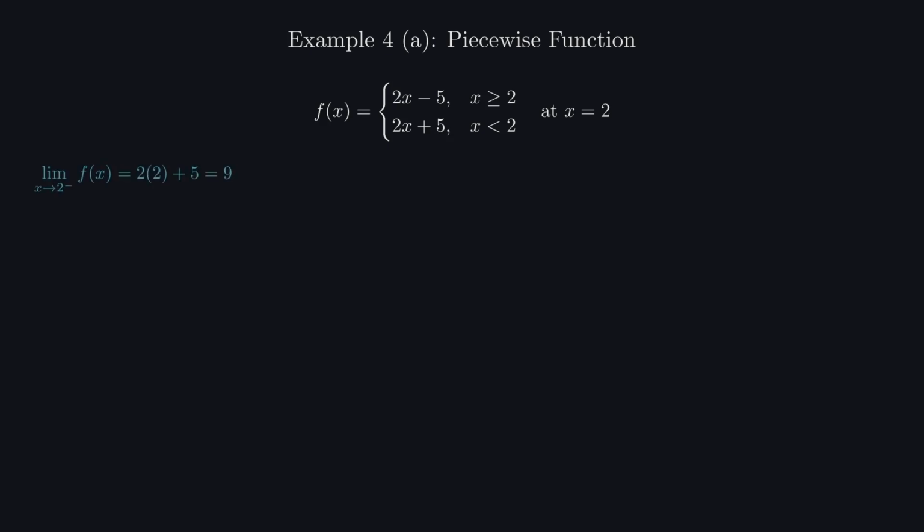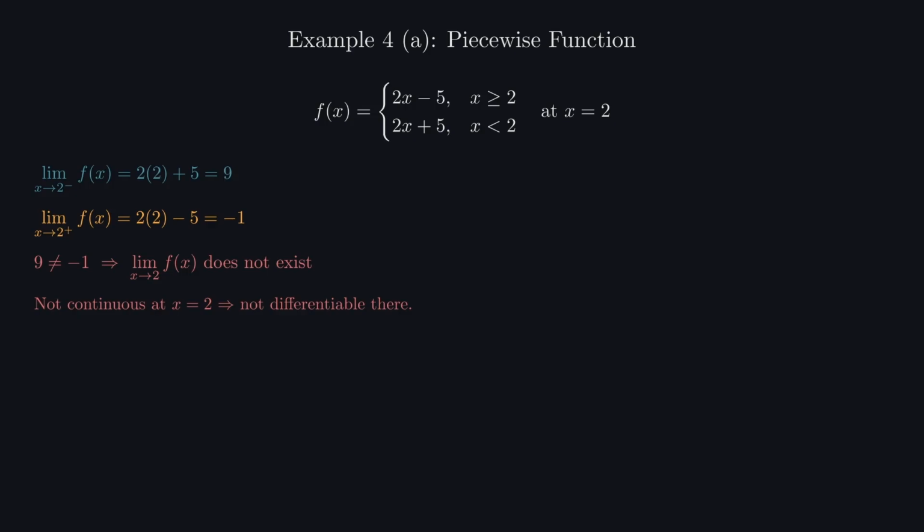The limit from the left, as x approaches 2 from below, f of x approaches 2 times 2 plus 5, which is 9. The limit from the right, as x approaches 2 from above, f of x approaches 2 times 2 minus 5, which is negative 1. Since 9 does not equal negative 1, the limit does not exist at x equals 2. This means f is not even continuous at x equals 2, and if it's not continuous, it cannot be differentiable there either.